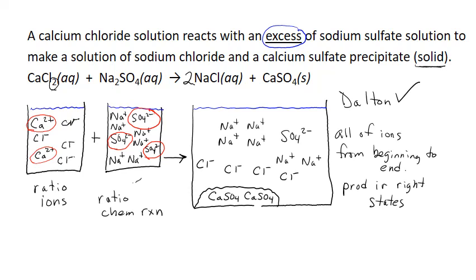Dalton had the law of conservation of mass and the idea of atomic theory that atoms and ions just rearrange to form new substances. And that's all that's happening here. We have some atoms rearranging, but nothing's being created or destroyed. That's the end of part 2 of chapter 4.